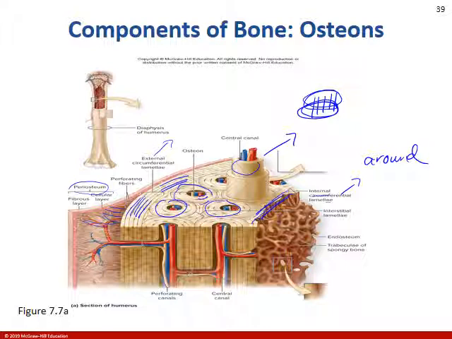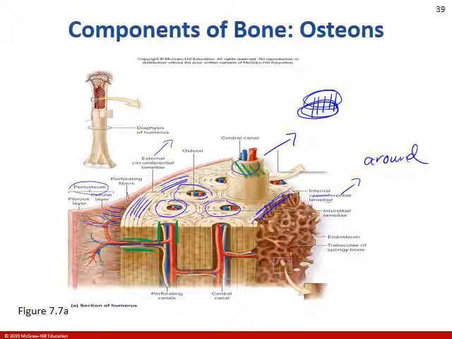I want you to notice the central canals here. Maybe I should use a different color. Central canal here, and then this is a perforating canal. If it makes a right turn or a left turn, that's a perforating canal. They're kind of offshoots from the central canal. Another thing I want you to notice here is these lines are supposed to represent collagen fibers.